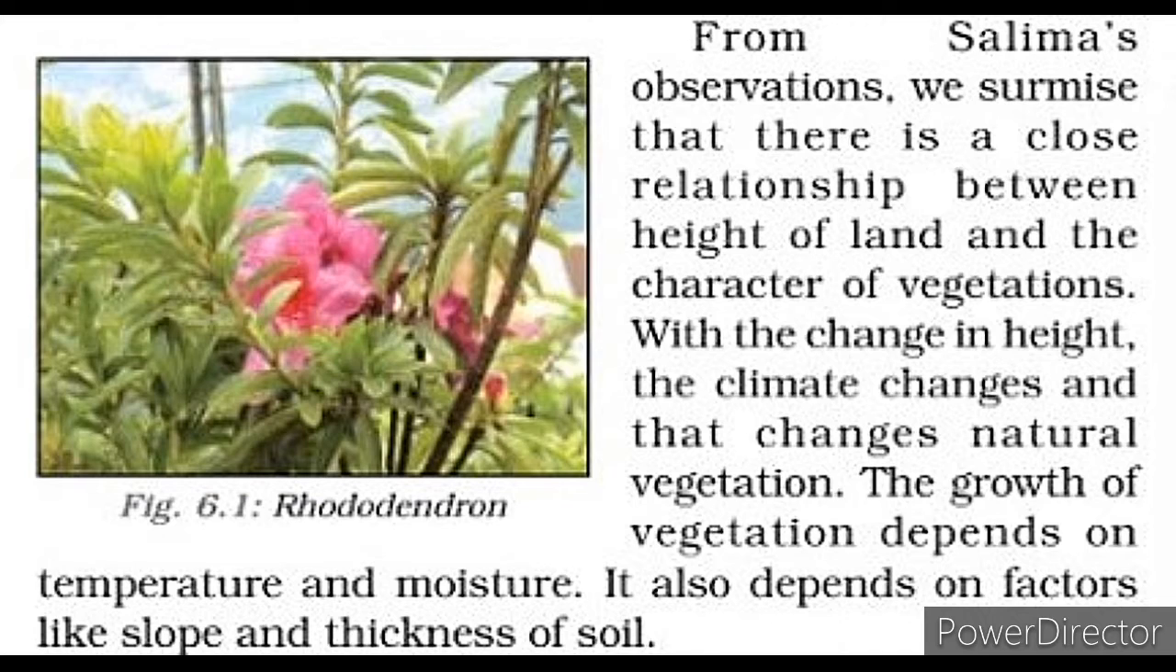It also depends on factors like slope and thickness of soil. The other two are also factors on which the vegetation cover depends. So temperature, moisture, slope and thickness of soil are the prominent factors on which the natural vegetation depends. So basically, these are the factors through which we can see any kind of change in our natural vegetation, or we can find different types of natural vegetation in our environment. Temperature, moisture, slope and thickness of soil. Okay, now let's continue.